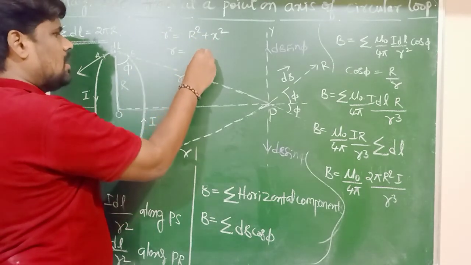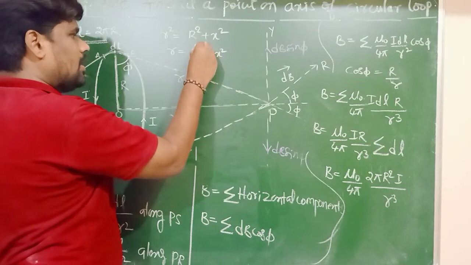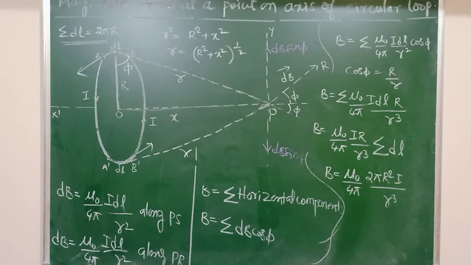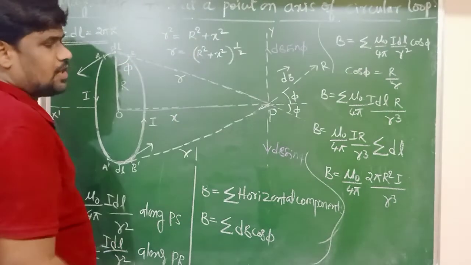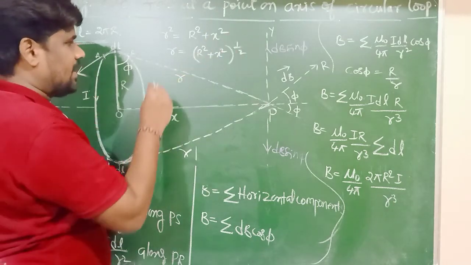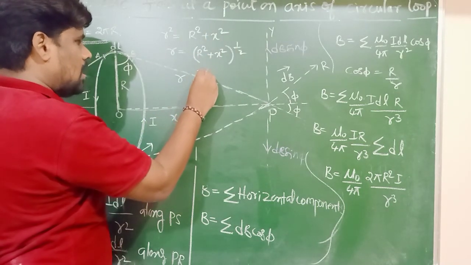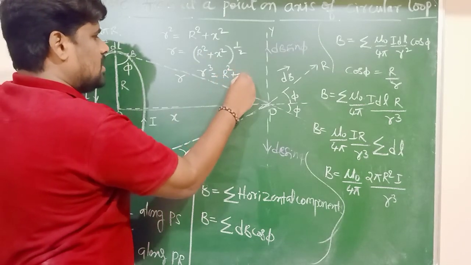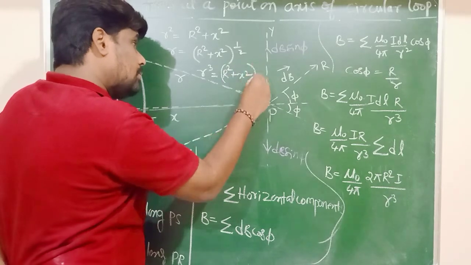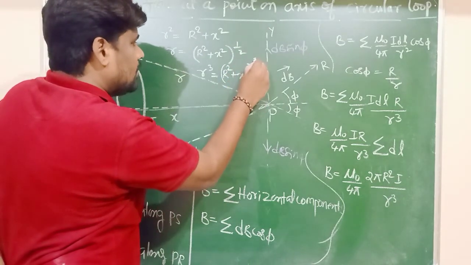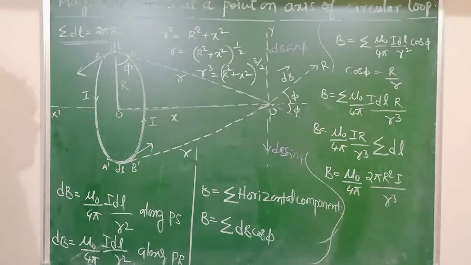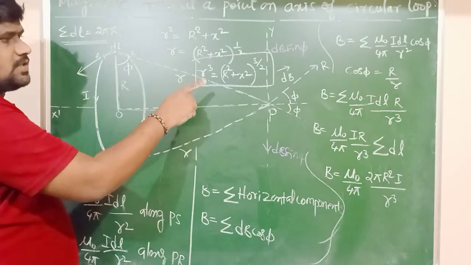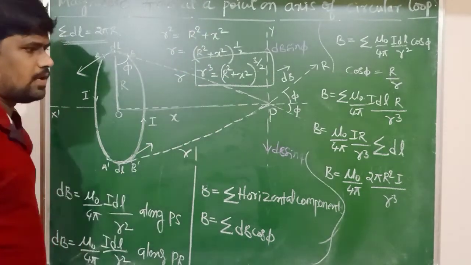Root can be written as R square plus x square whole power 1 by 2. Square root can be written as power 1 by 2. Cubing both sides, R cube should be equal to R square plus x square whole to the power 1 by 2, and since I am cubing, it will become 3 by 2. So R cube value is given by R square plus x square whole to the power 3 by 2.